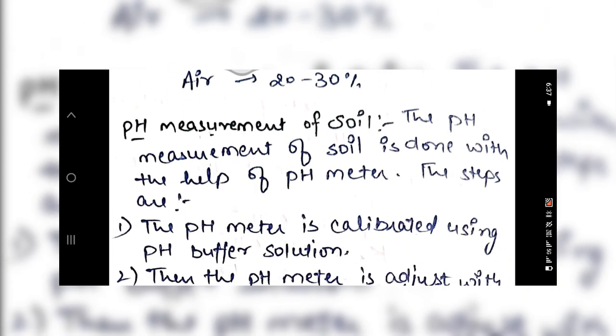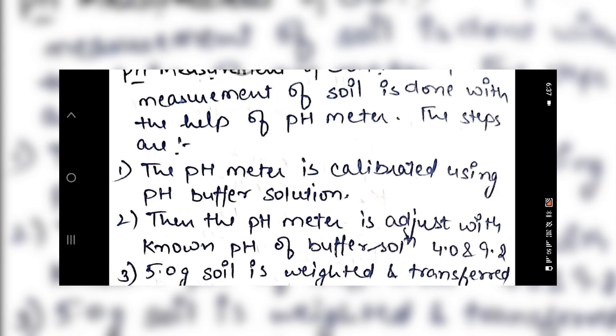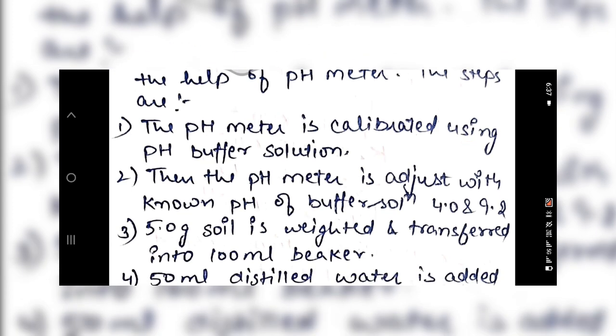pH measurement of soil. The pH measurement of soil is done with the help of pH meter. The steps are: the pH meter is calibrated using pH buffer solution. Then the pH meter is adjusted with known pH of buffer solution, that is 4.0 or 9.2.